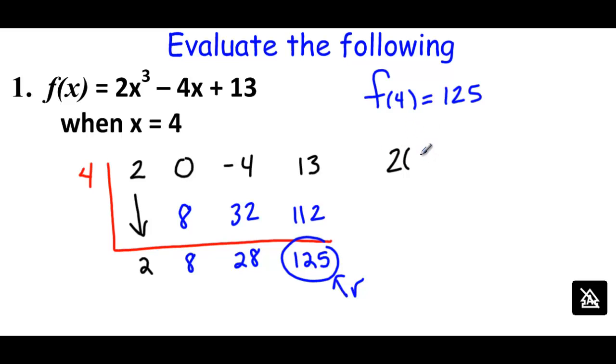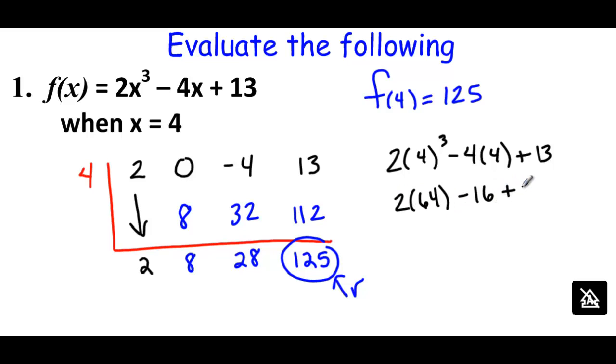Okay, I know 2 times I'm inputting a 4 cubed minus 4 times inputting a 4 plus 13. This is 2 times 64 minus 16 plus 13. Okay, when I multiply this, I get 128 minus 16 plus 13. Okay, 112 plus 13. And there's my 125. This is what we used to do.